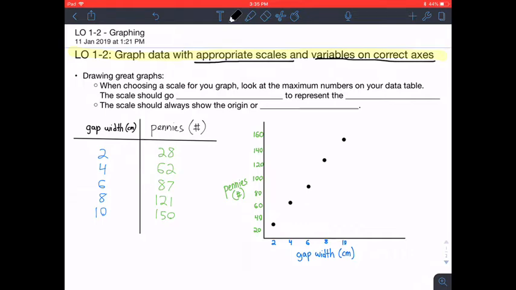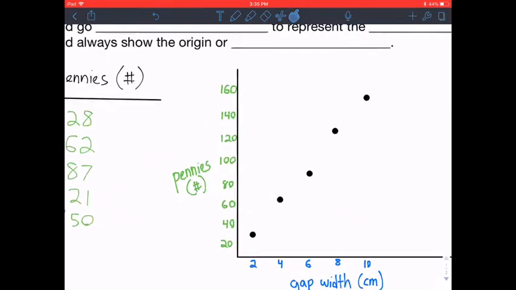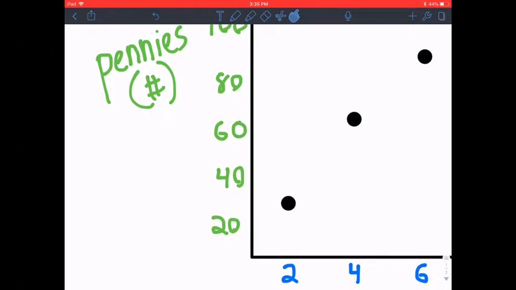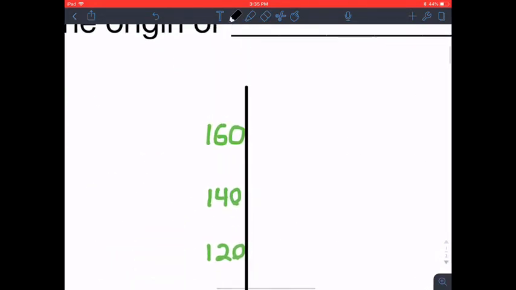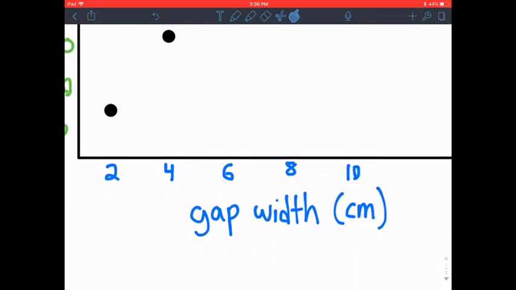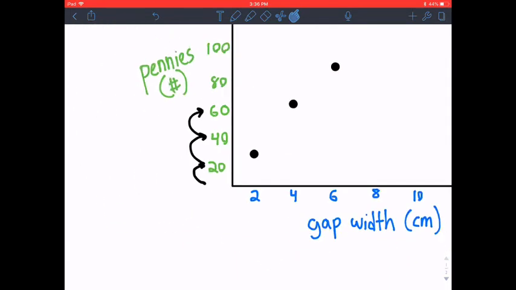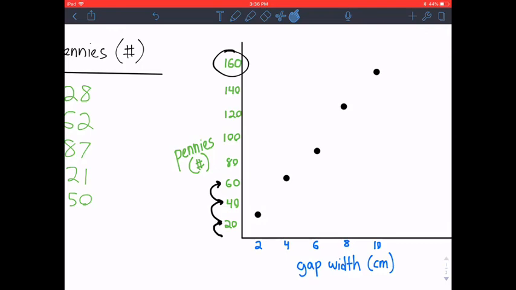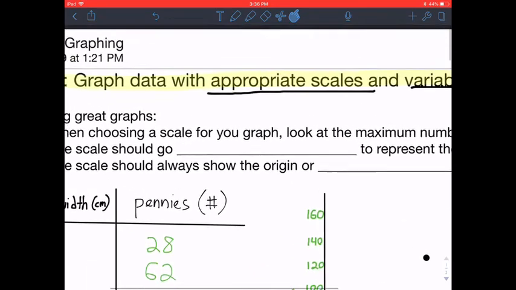So some tips. When drawing great graphs, the first thing you need to do is select the scale. If you don't know what I mean by scale, look at this y-axis here. Notice that it goes from 0 to 20, and then from 20 to 40, 40 to 60, and that your highest value is 160. That is what I'm talking about when I say a scale. All graphs have to have a consistent scale on the y-axis and a consistent scale on the x-axis. The scale on the x-axis is different from the scale on the y-axis, but they are both consistent. So that's what we mean when we talk about scale.